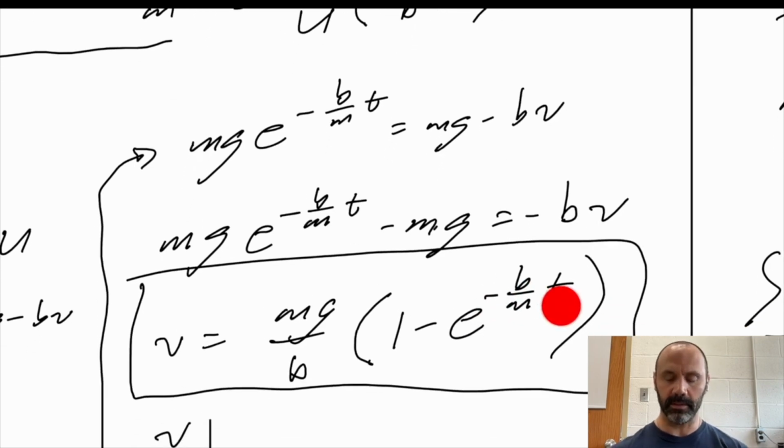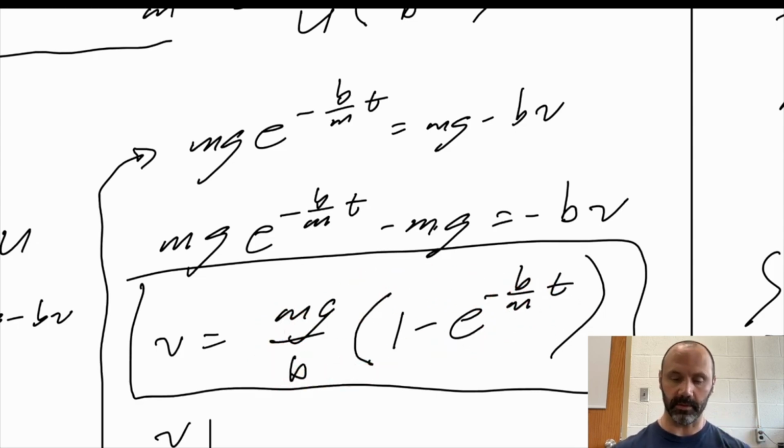So let's think about this for a second. At time 0, this equals 1, right? Because e to the 0 power is 1. So 1 minus 1, this is 0. So v initial, v at time 0, is 0.